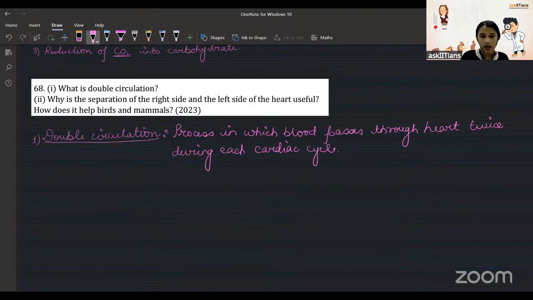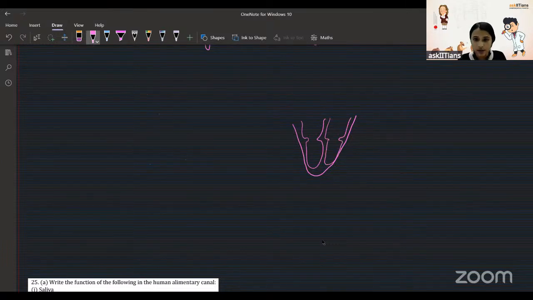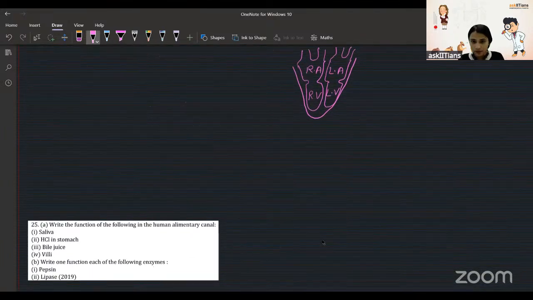So we know our heart is four chambered, right? See here what happened. So this is your heart, okay? And this is the right side of your heart, and this is the left side. This is your right atrium. This is your right ventricle. This is your left atrium, and this is your left ventricle. Okay, and this is the tissue. Here is the tissue, and here is your lungs.